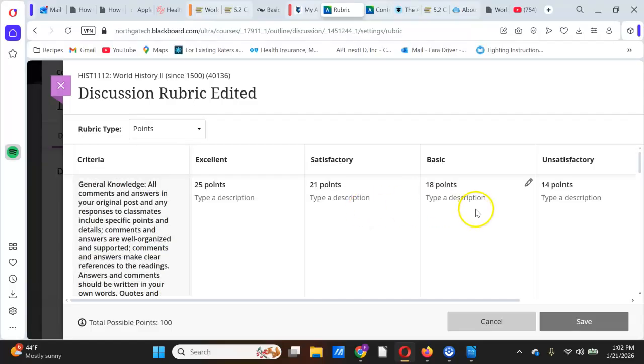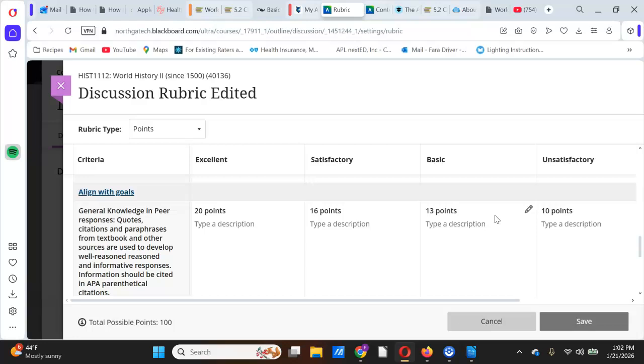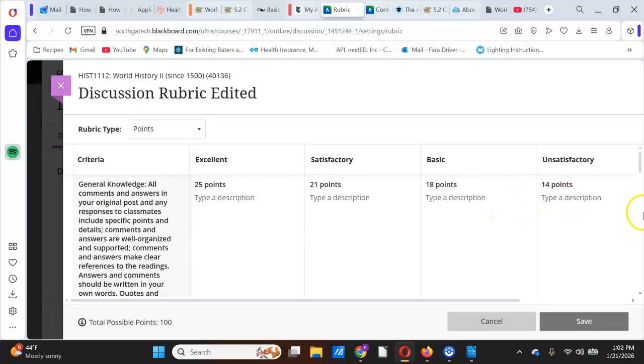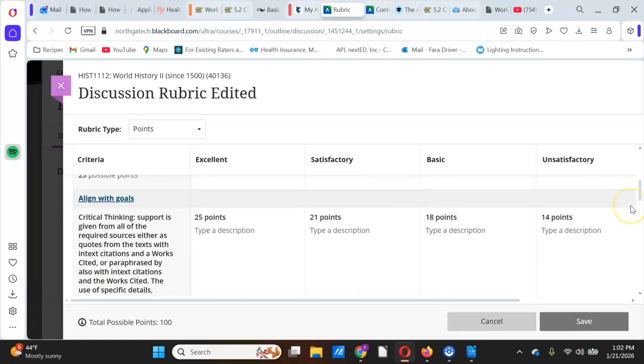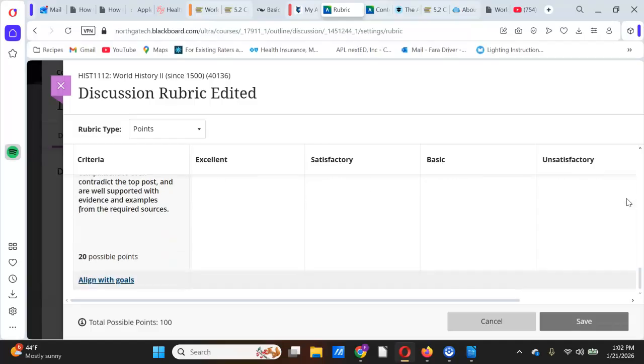If it's basic, which is the C grade, it's 18, 18, 7, 13, and 13. And then unsatisfactory, which is less than a D, is going to be 14, 14, 5, 10, and 10.